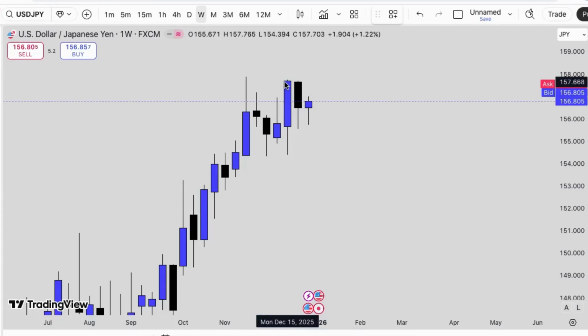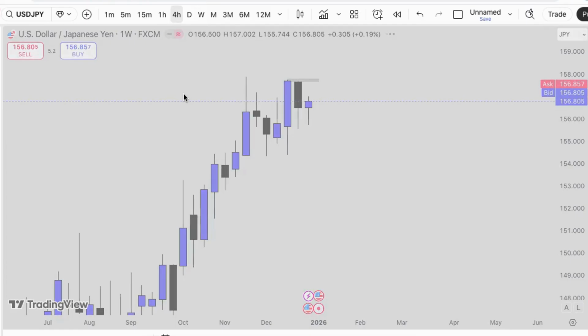Now we have this level here. This is on the weekly time frame, guys. So we have this level here. This is USD JPY. What we clearly have here is just 3 candles, a bullish and bearish candle. That's all we see. But let's go to the lower time frames and we'll find out something.